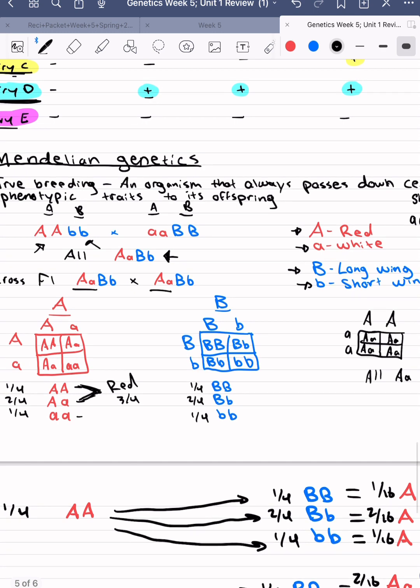1 out of 4 are going to show the white phenotype. We can see the same thing for this side. 3 out of 4 of the individuals are going to have long wings. 1 out of 4 of the individuals are going to have short wings.